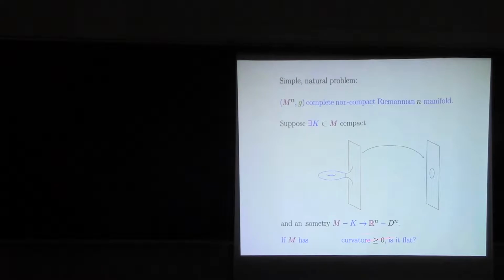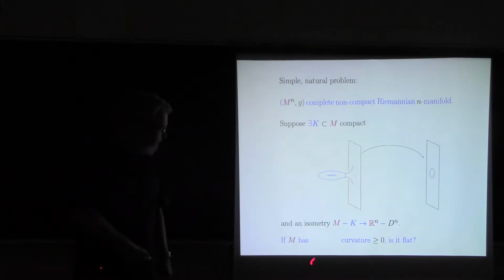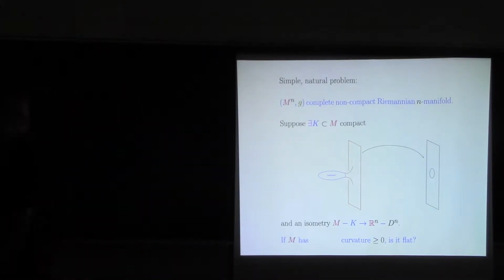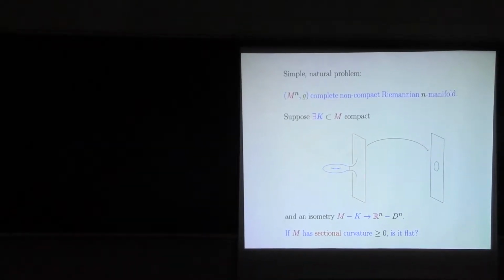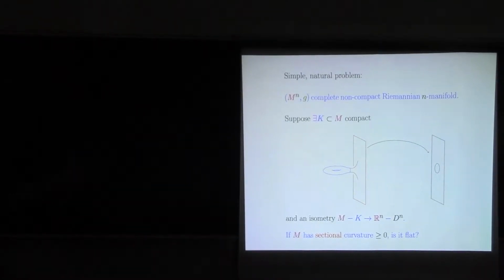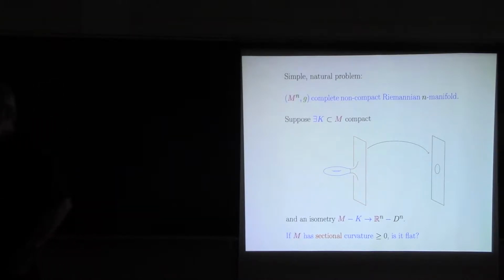If you assume that the curvature of this entire manifold is non-negative, the question is, is this flat? And now the question is, what kind of curvature are we talking about? If you were to say this for sectional curvature, it's relatively easy to prove that this is true.